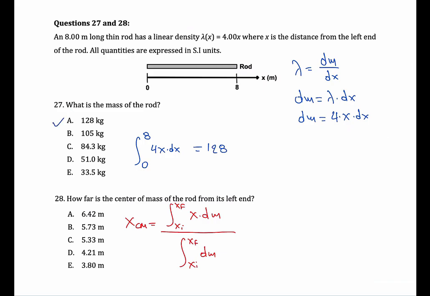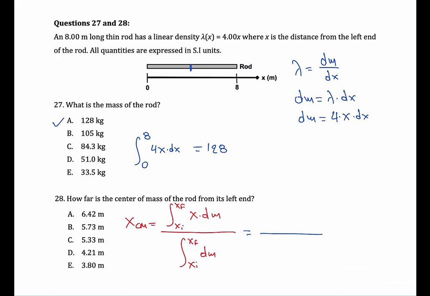Now, since we have a linear density that depends on position and the linear density increases with position, then just like before, the center of mass will not be exactly at the center, but I expect that the center of mass will be somewhere on the right side because it is heavier. So maybe the answer will be 4.21 or 5.33, maybe 5.73. So probably one of these three values.